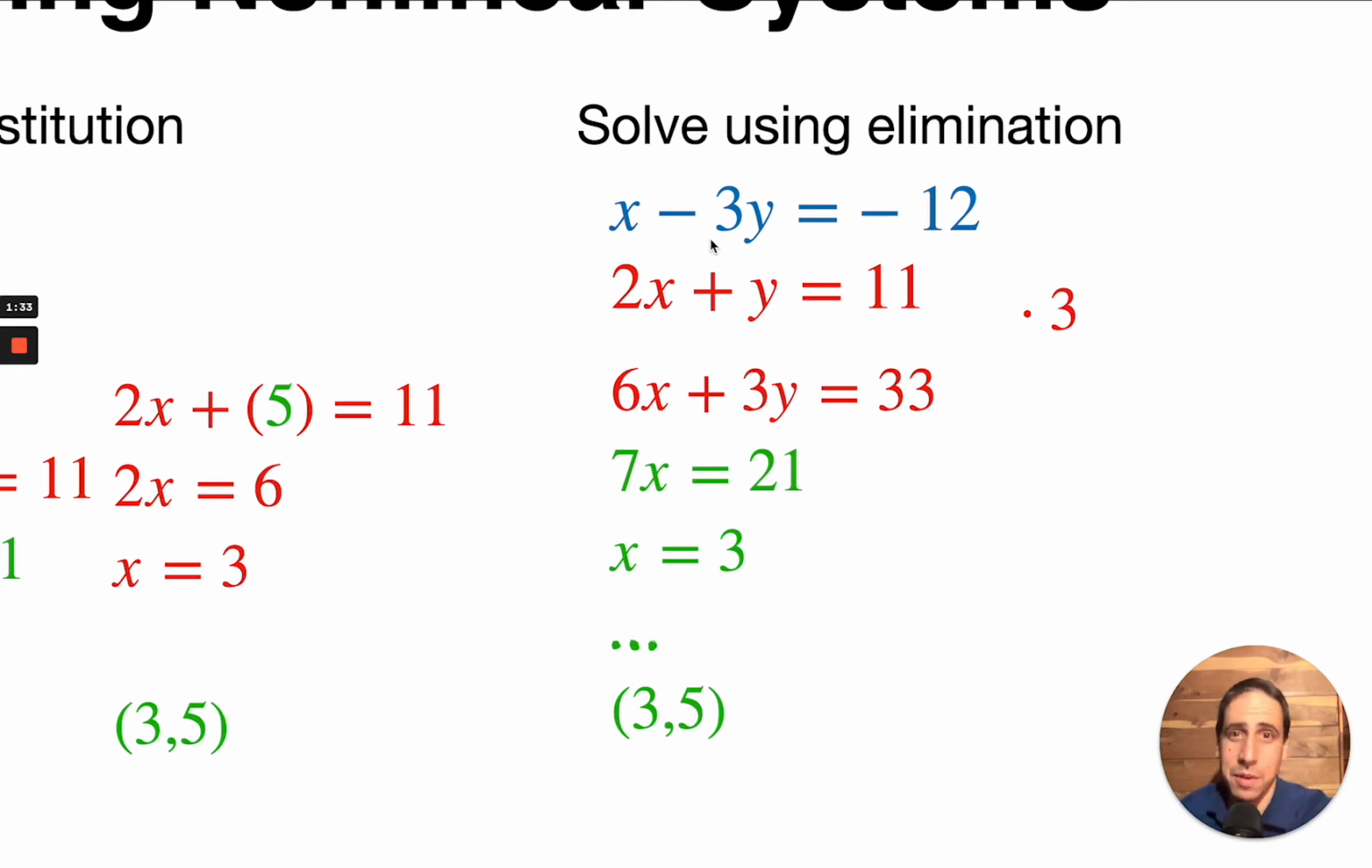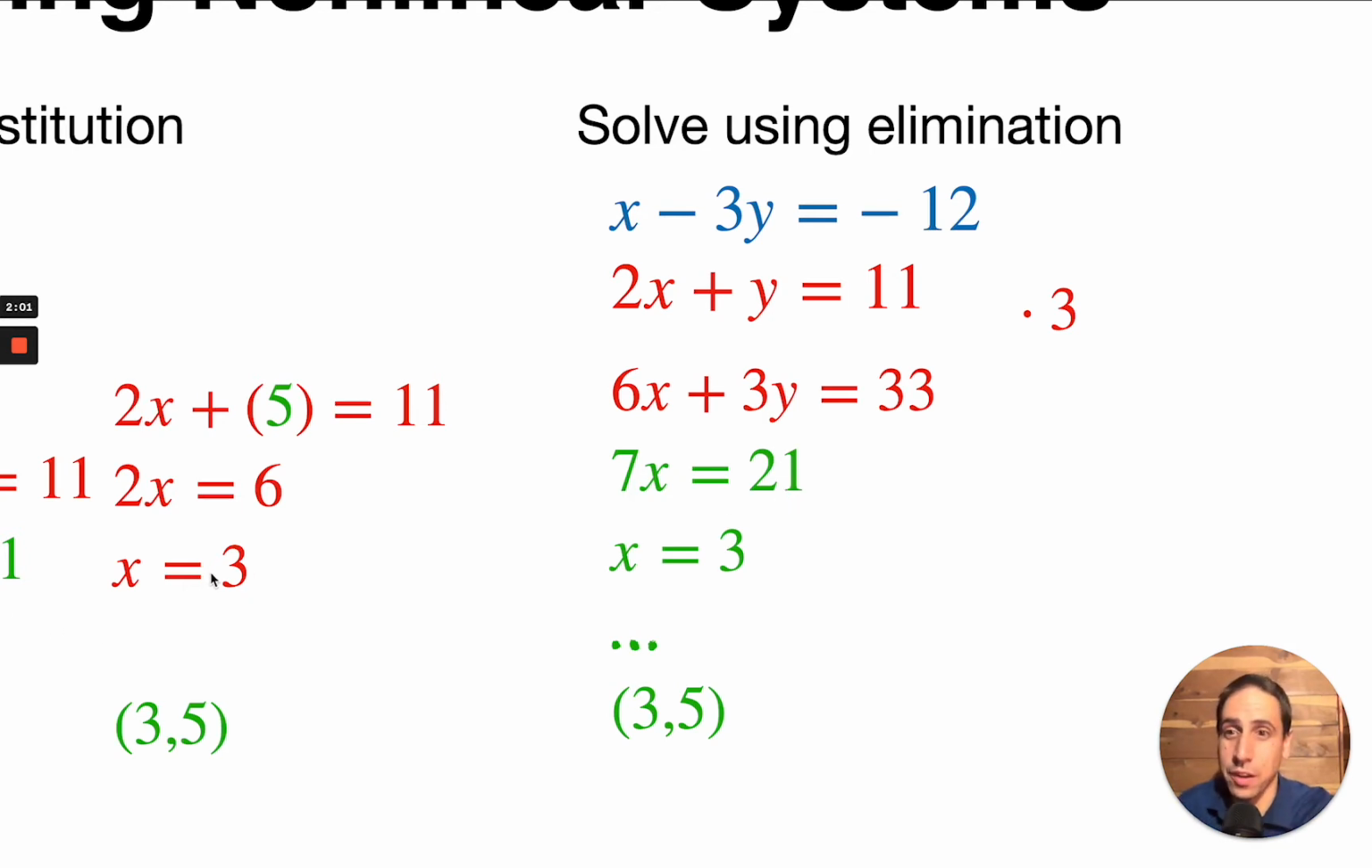Elimination, let's see, I'm going to multiply. I noticed that if I multiplied this bottom equation by 3 and added it to this equation, the y's would eliminate. So this red equation times 3 is this equation, 6x plus 3y equals 33. And then when we add red plus blue, it's going to give us 7x. The y's drop out, and negative 12 plus 33 is 21. Undoing the multiplication, we get x is equal to 3.